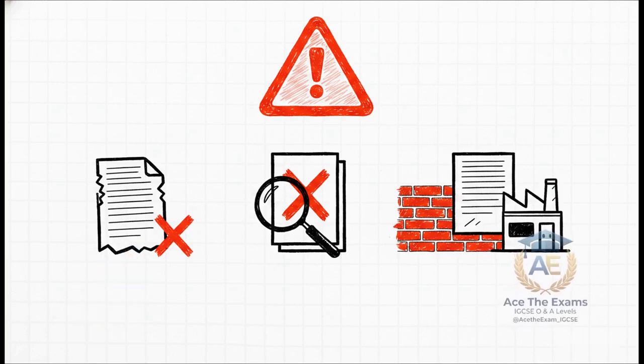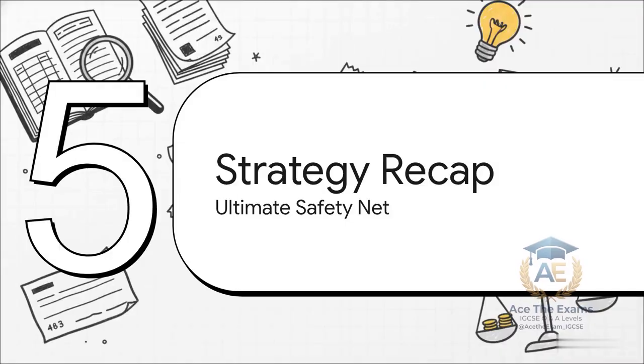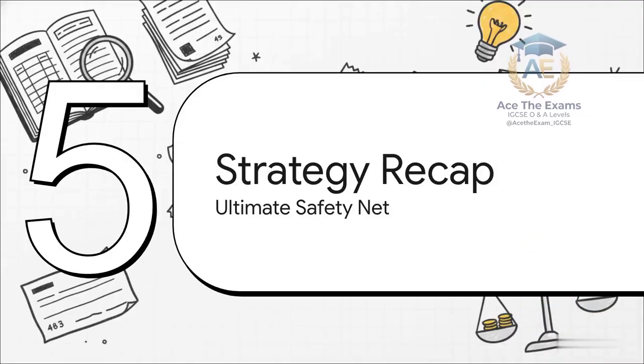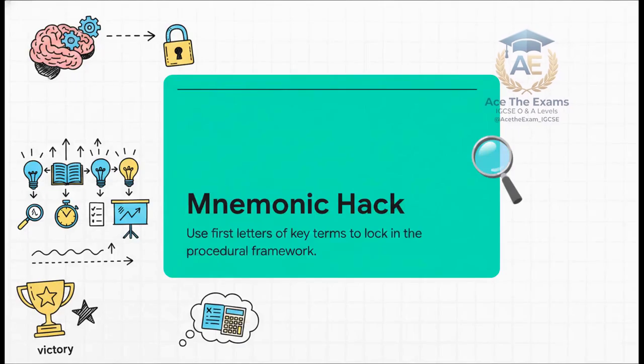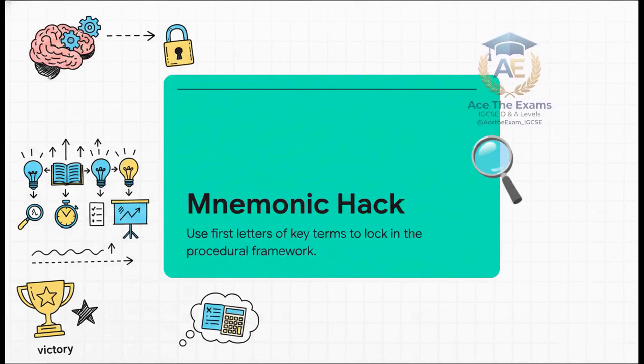Error number 3, answers lack specific context. You cannot just drop a generic, memorized textbook definition of why incomplete records are bad. Your answer must relate specifically to the exact sole trader or the specific business scenario provided in that unique exam prompt. If it doesn't connect to the prompt, it doesn't get the mark. Section 6, Strategy Recap and the Ultimate Safety Net. So to synthesize this entire masterclass, try using a mnemonic memory hack to lock in the procedural framework we've discussed.